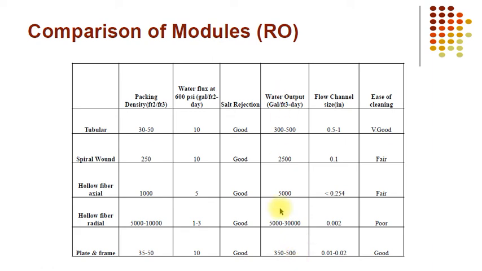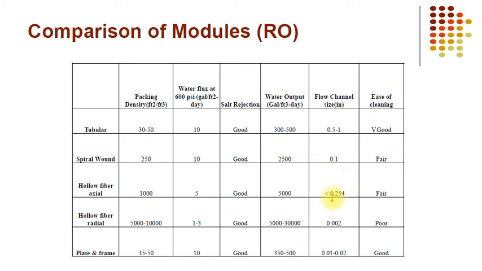That's why these two types of modules are used in lab scale setups only, not in commercial scale setups. Okay, now the flow channel size, why is this important? Because it depends upon how much pressure drop occurs across the membrane. In the tubular module the diameter of the tubes is 0.5 to 1 inch. In the spiral wound module, the thickness of the flow channel, which depends upon the spacer, is 0.1 inch, which is quite low.